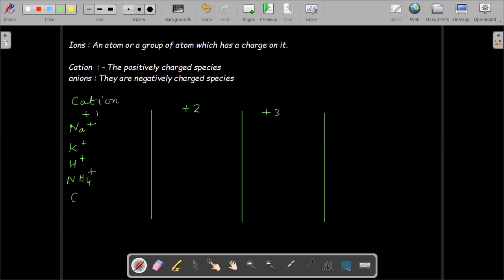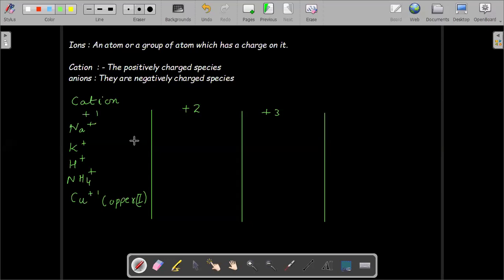Somewhere you'll find copper, Cu +1. So this is generally copper 1. Copper exists in two forms, copper 1 and copper 2. So copper will be here in the +1 group as well as in the +2 group. It is the one which shows a variable valence. This is generally called cuprous.